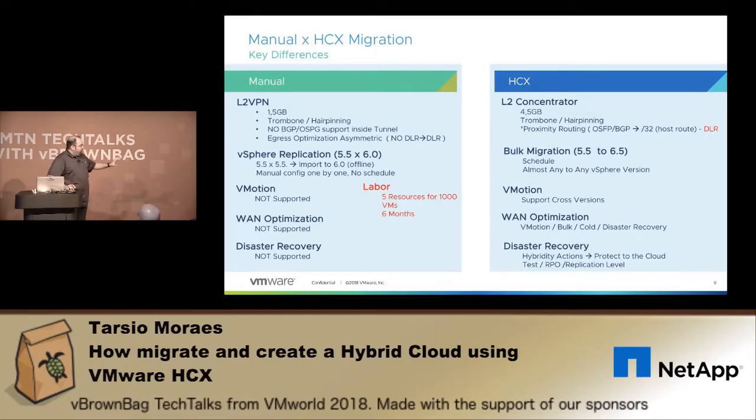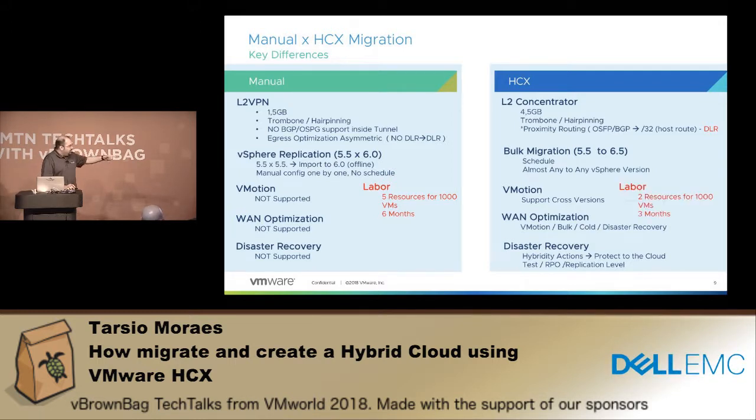Initially, what did it take? Well, it took 5 resources for 1 VM, and it took around 6 months. Doing another one, we reduced to 2 resources, and 2,000 VMs in 3 months, because we could schedule, for example, we could start a replication of that machine early and schedule a specific time to cut off.